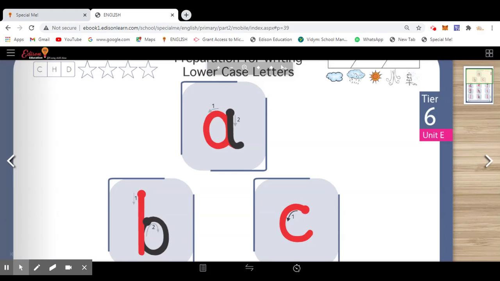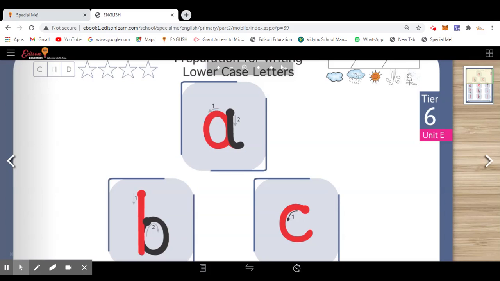Cutie caterpillar crawling, ca-ca-ca. Cutie caterpillar crawling, ca-ca-ca. Cutie caterpillar crawling, cutie caterpillar crawling. Ca is the sound of C.